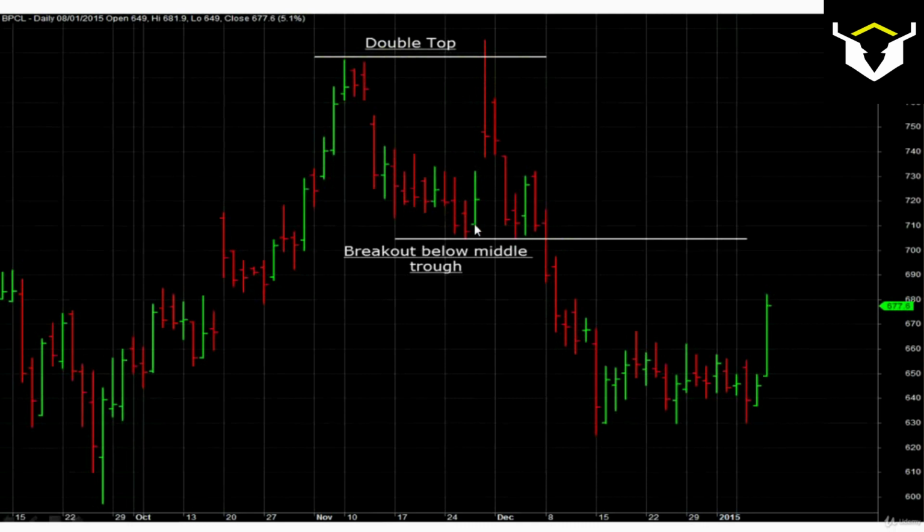And you can see a break below the trough that lies between these two tops concludes that the double top pattern is complete. At this close, the pattern is completed and a downward move ensues from here.